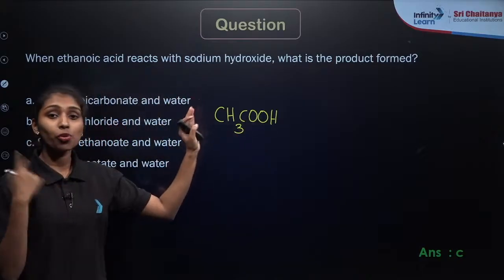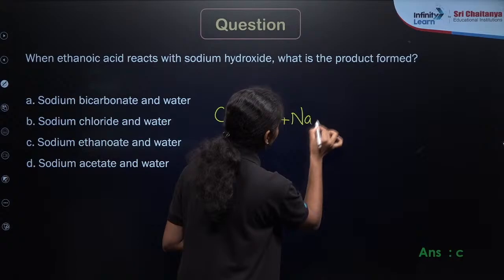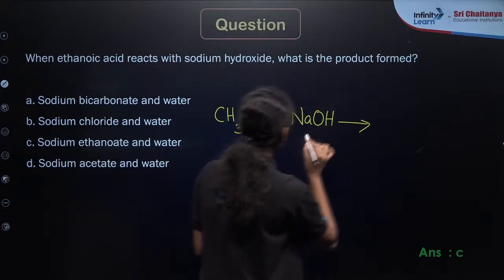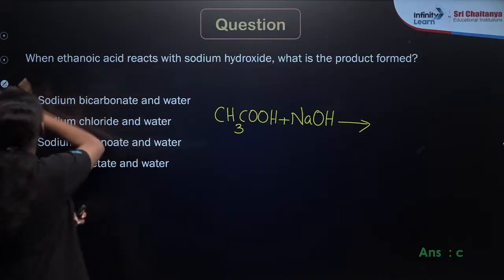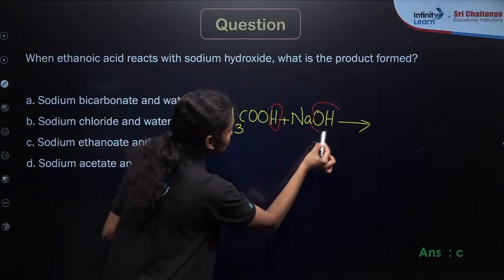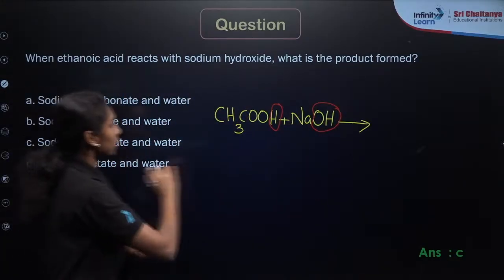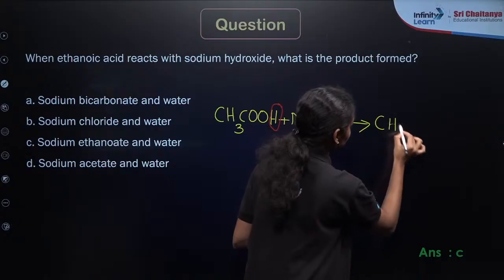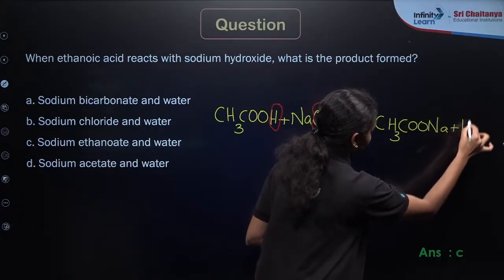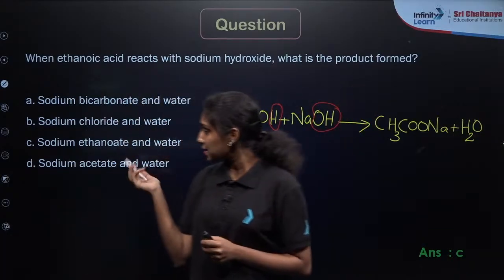Whenever it is treated with sodium hydroxide, the base, this is a neutralization reaction, right? Acid and base combine to form a salt as well as water. So what you are observing here is that the hydrogen from the acid part is released and the OH from the base part is released to form a water molecule, along with the sodium salt of acetate. So this will be our reaction and the product will be sodium acetate.